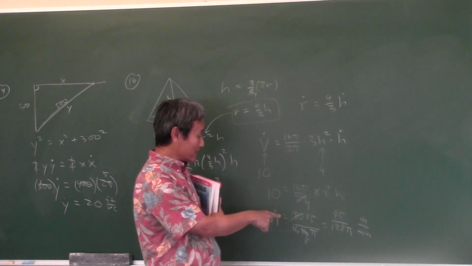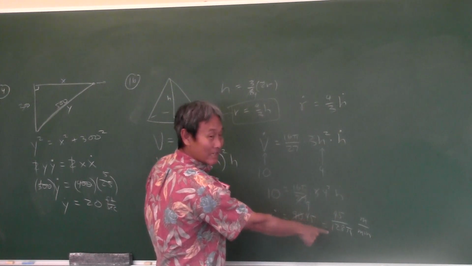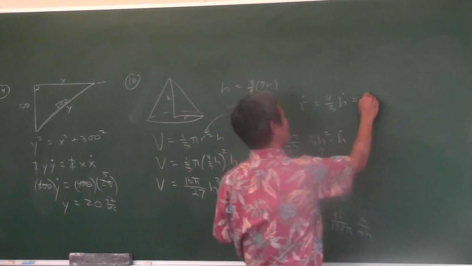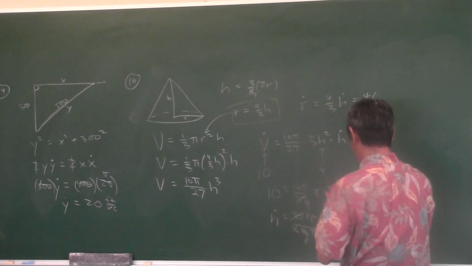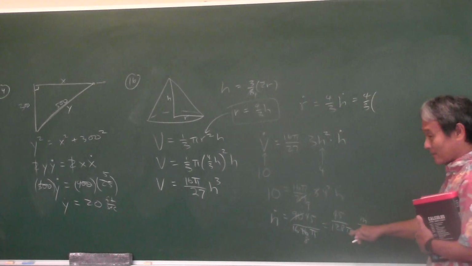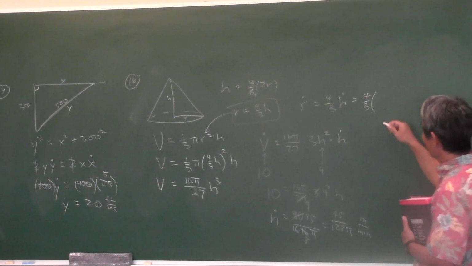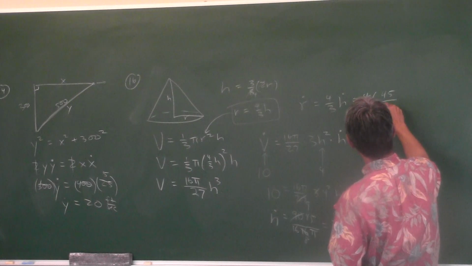And do we know what h dot is? Yeah, right here. This is h dot. So all you have to do is multiply 4/3 times the answer you got here. So even if you got this answer wrong, if you do the right thing here, you're not going to lose any points on the AP exam right there.